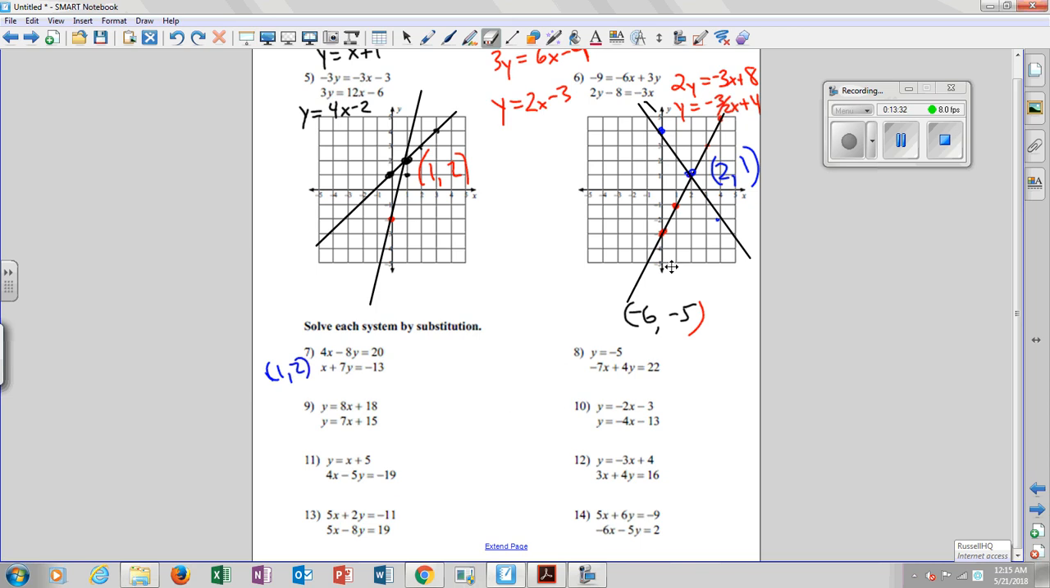Number 9. You have y equals both these things. So all you have to do is set them equal to each other. 8x plus 18 equals 7x plus 15. Now solve for x. Subtract 7x over. Get x plus 18 equals 15. Subtract 18 over. X equals negative 3. Take that negative 3, plug it in for either equation. It will give you the same answer. 7 times negative 3 is negative 21 plus 15 is negative 6. Negative 3, negative 6.